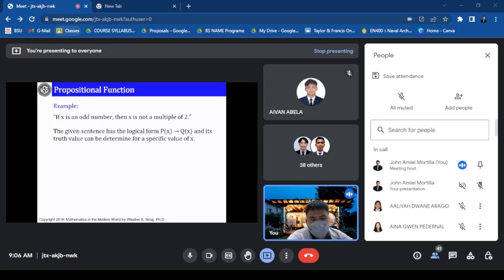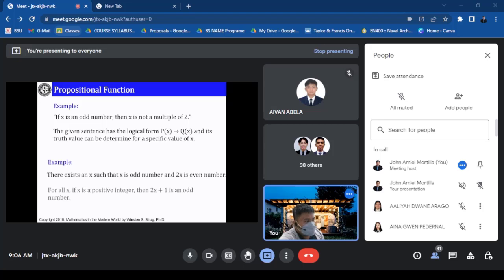So the given sentence has the logical form P of x and Q of x. Its truth value can be determined for a specific value of x. So, for all x, if x is a positive integer, then 2x plus 1 is an odd number.